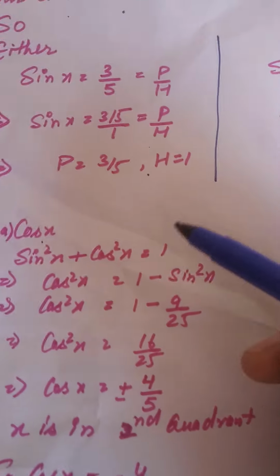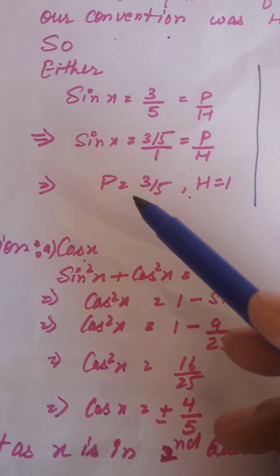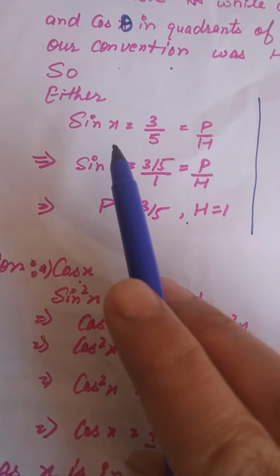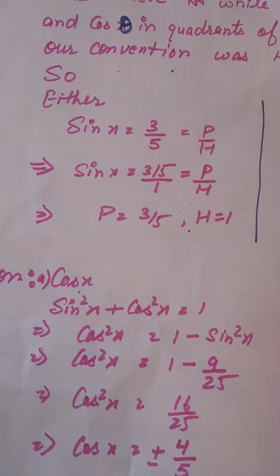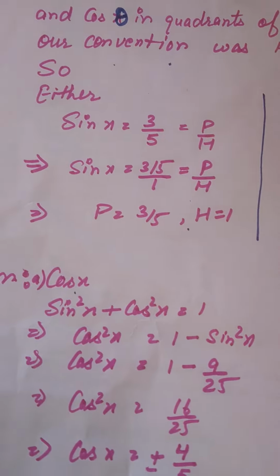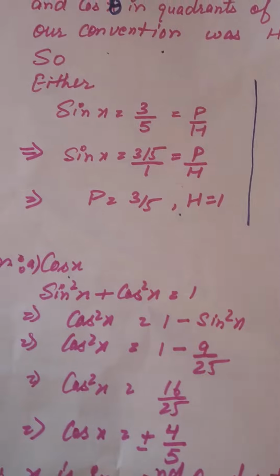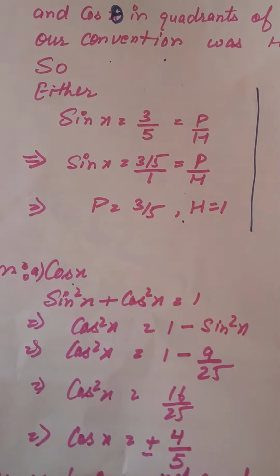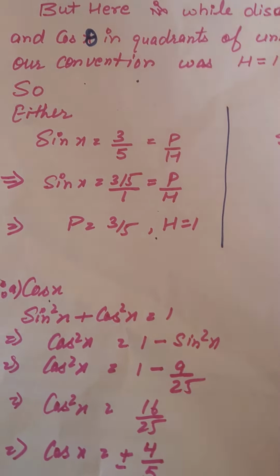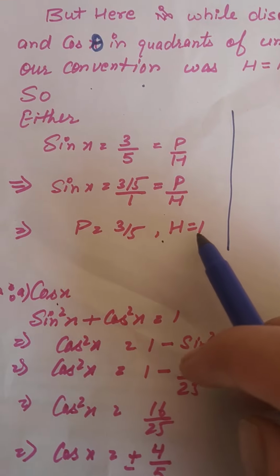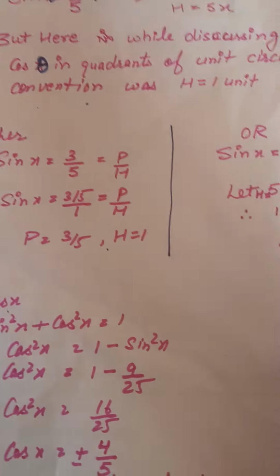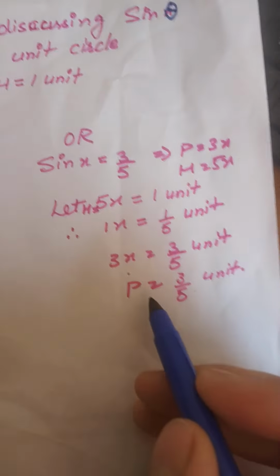I'm not binding you to these steps. Once you have sin x, you can find the other 5 trigonometric ratios as per your wish, whatever method you want to follow. But just try to blend with this hypotenuse unity concept. You may try it this way also.